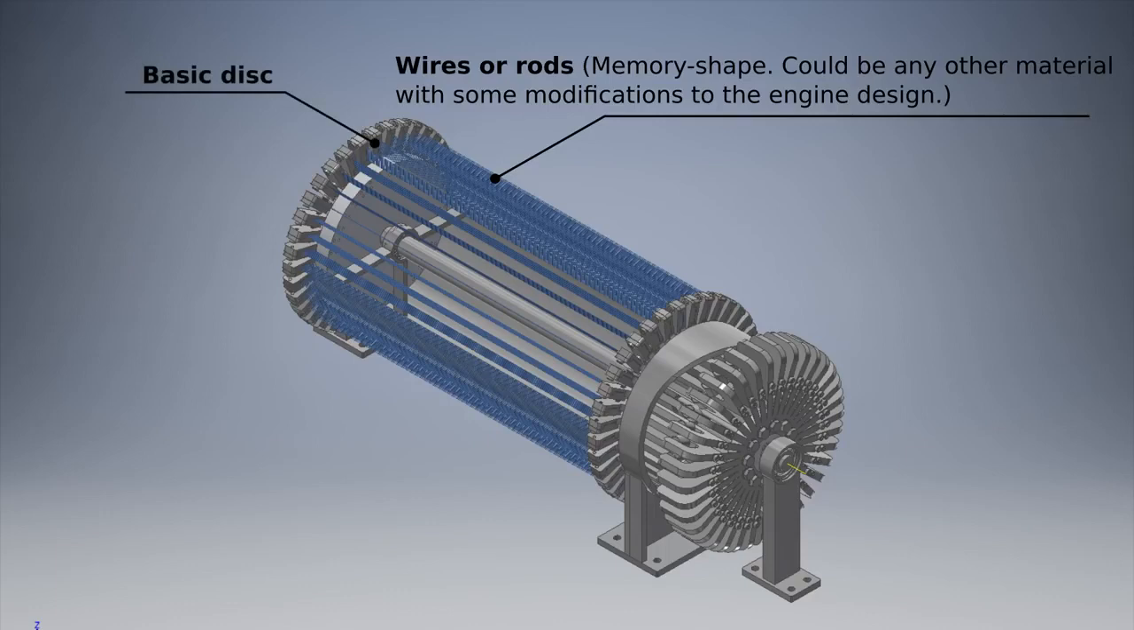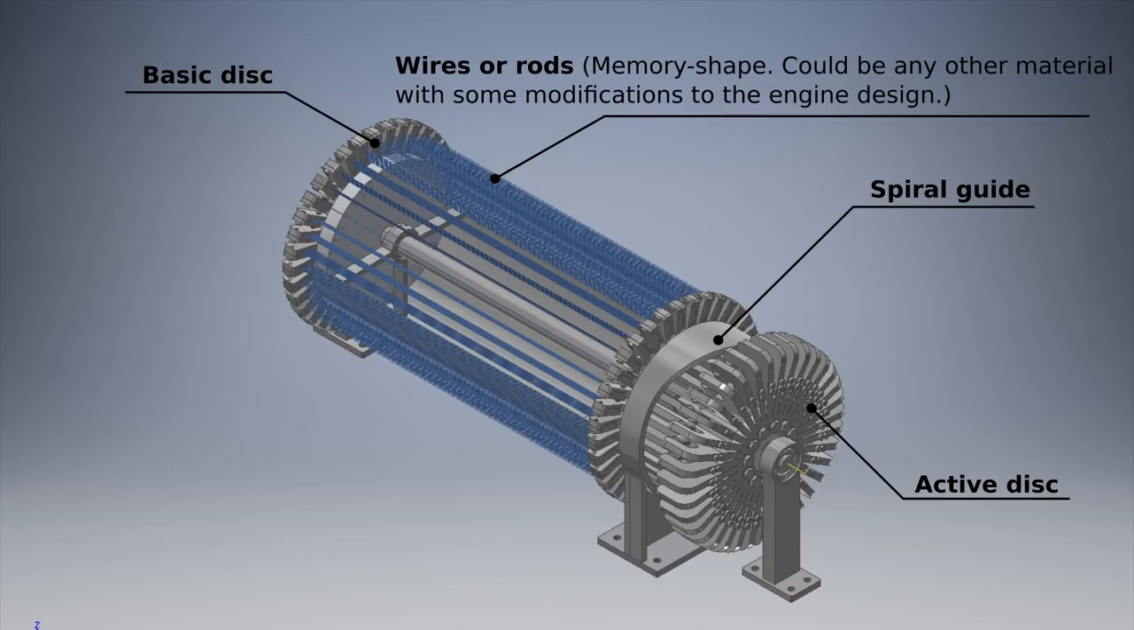The second section is the basic disc. It provides the base, hence the name, and rotates with the shaft. The basic disc will have wires attached at one end. The third section of the engine is the spiral guide. It is basically a pipe cut in a way that it redirects the pulling force of the wires into rotation. This section is static and does not rotate with the shaft.